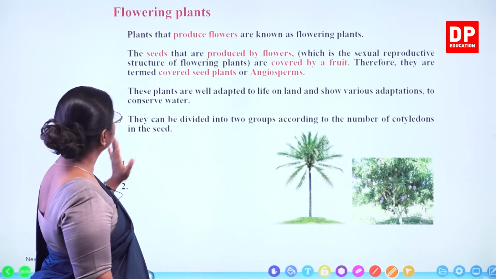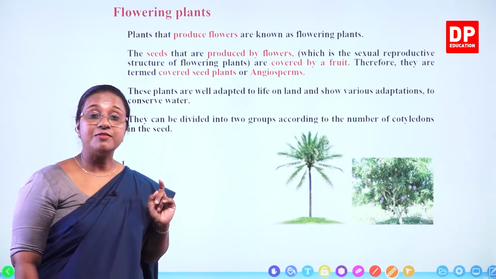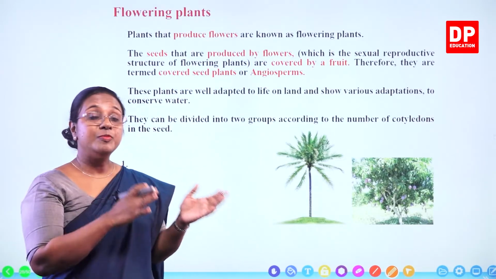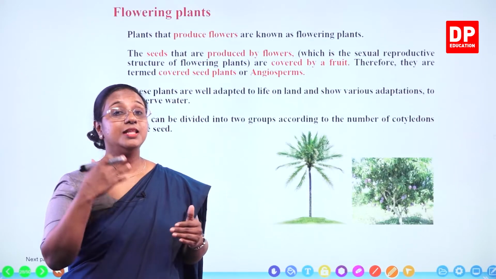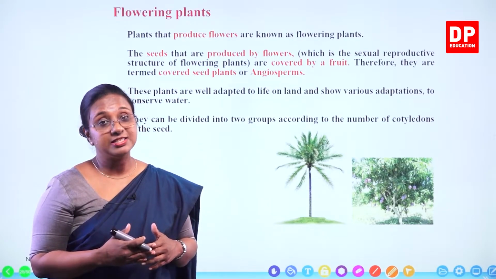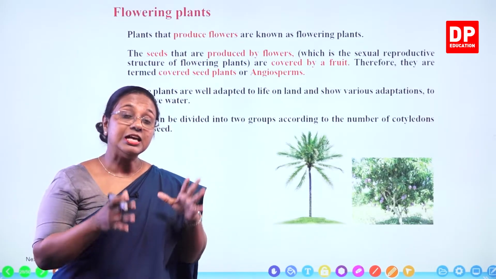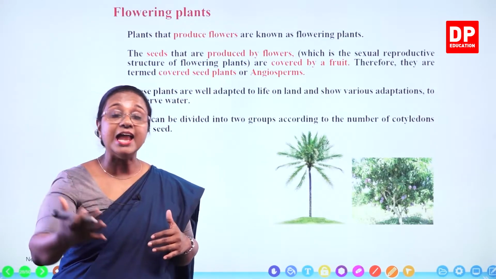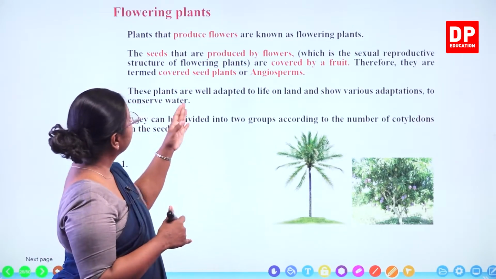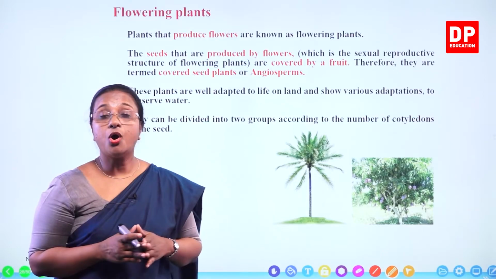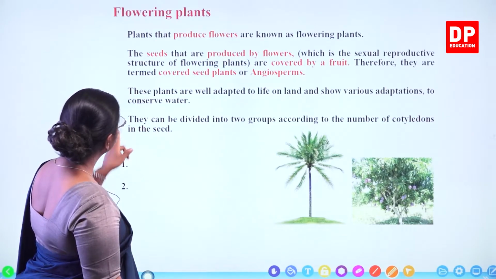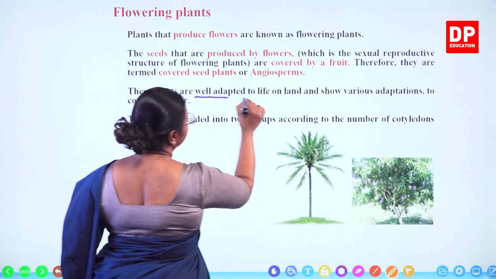So this is what I explained. The seeds are produced from the flowers. Flowers are the sexual reproductive structures. So there is the male part and the female reproductive parts. There will be fertilization. After fertilization, there is the production of seeds. And when the seeds are produced, it's actually the flower that is converted to the seed and the fruit. So the seed is covered by the fruit, so they are not naked, and we call them covered seed plants or angiosperms. Under angiosperms, if we look at their features, these plants are well adapted to life on land.